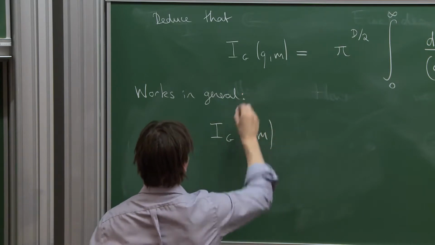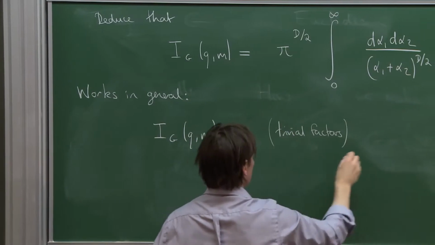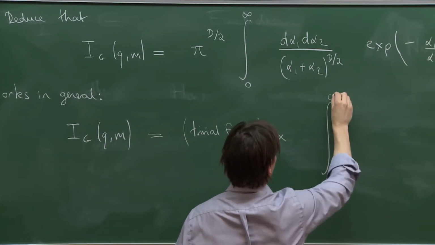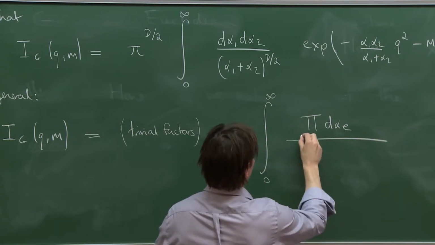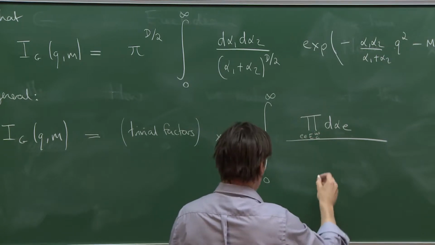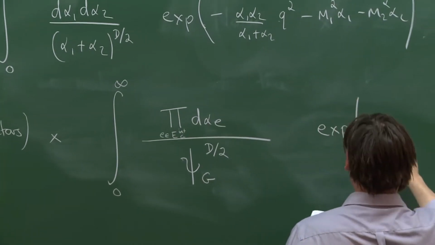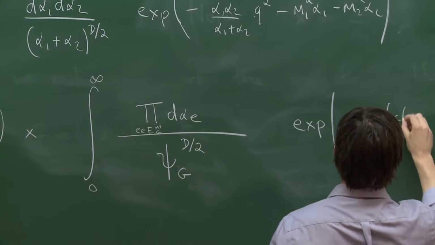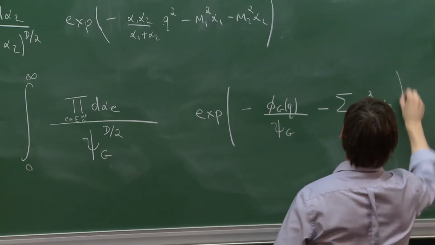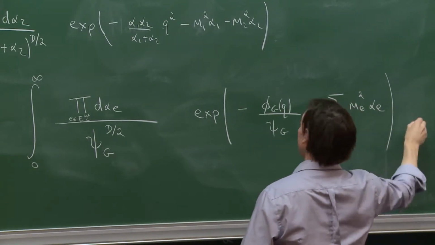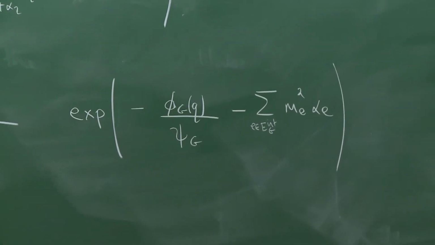that we get that the integral is some trivial factors, which I'm going to ignore, some powers of pi and so on, times the integral from 0 to infinity, so here the product is over all internal edges. Then here you get a certain polynomial called psi g, and then you get exponential minus phi g q over psi g minus the sum. So that is the parametric form of the Feynman integral. So I now need to explain to you what these psi and phi are.